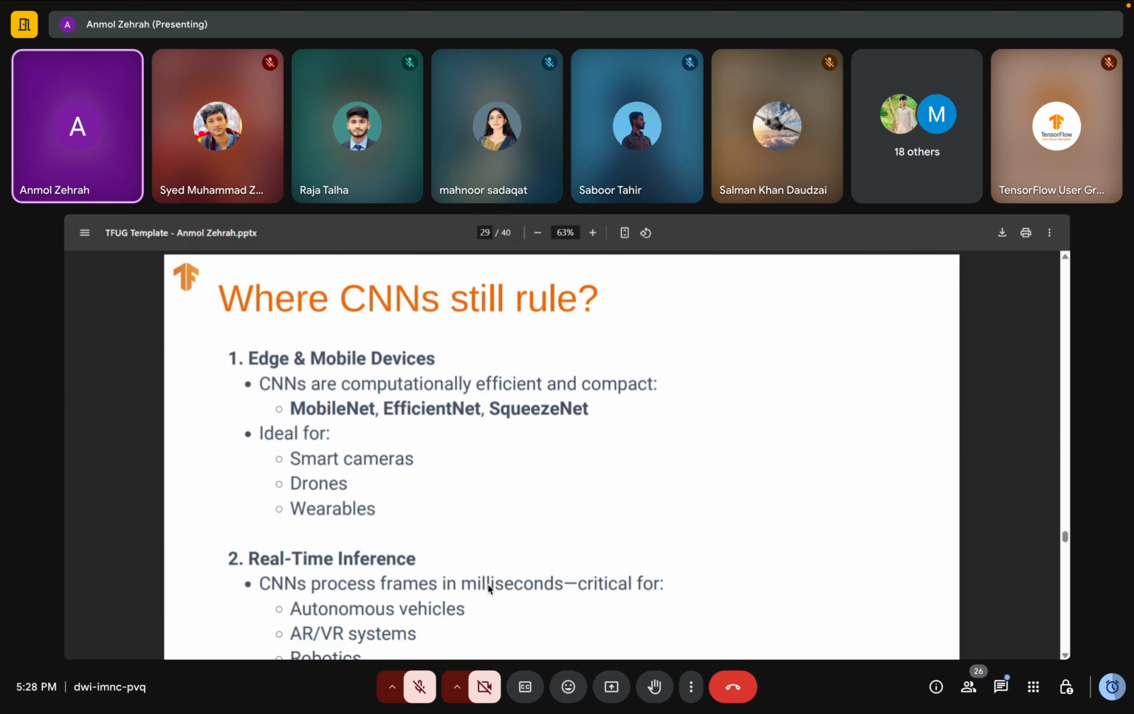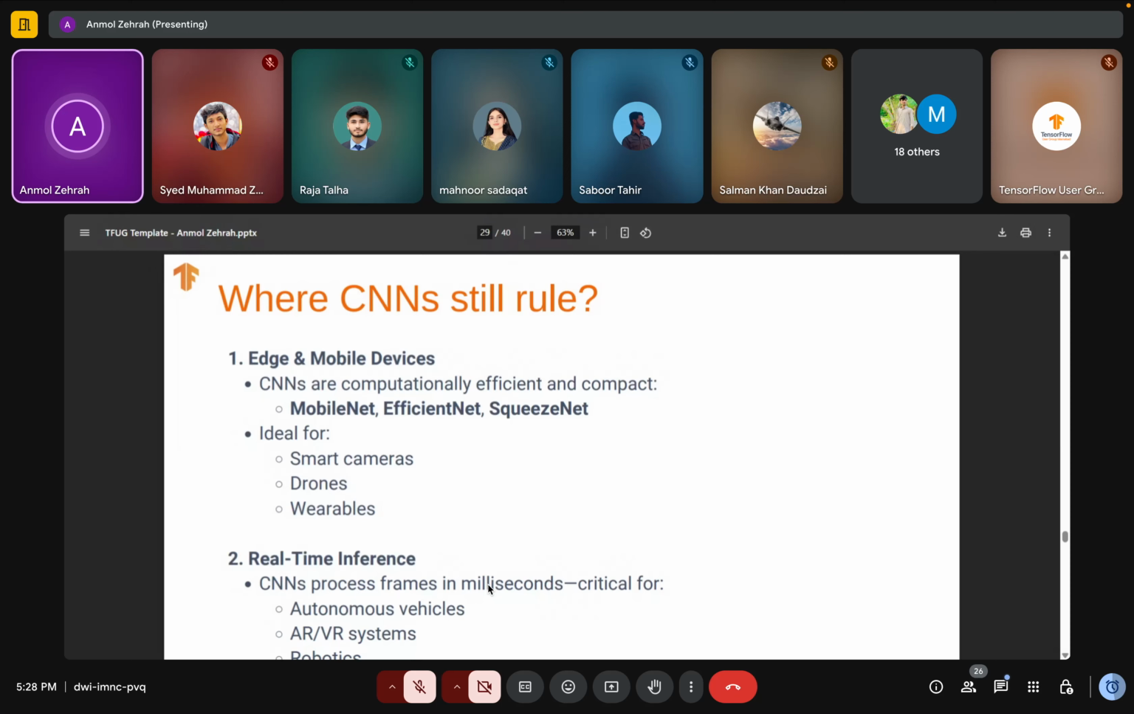Okay, so despite the rise of vision transformers, CNNs are still dominating a lot of different areas. For example, edge and mobile devices. CNNs are very efficient and compact, which makes them perfect for MobileNet, EfficientNet, and SqueezeNet, because these models are being used in smart cameras and different wearables.